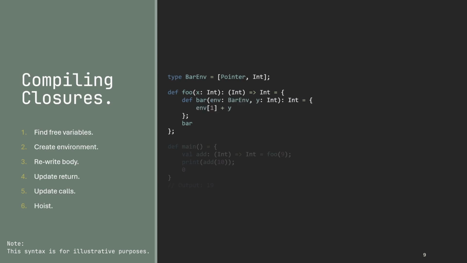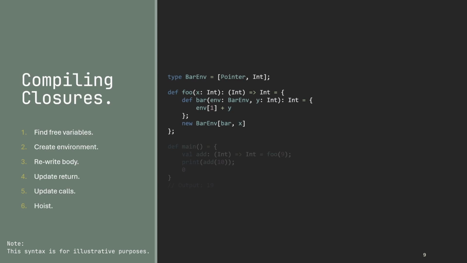We do this by passing in the environment as a parameter to bar, and in the body we index inside the environment to retrieve the value of X. Next, we shadow the reference of bar with a reference to the new environment instead of bar itself. We pass in X, which is the free variable we refer to inside bar.